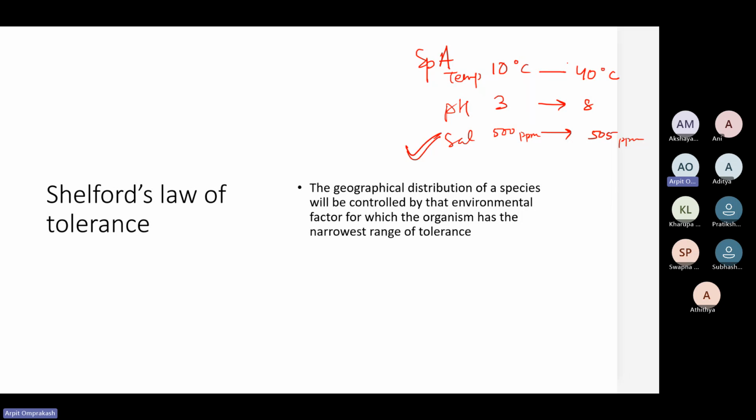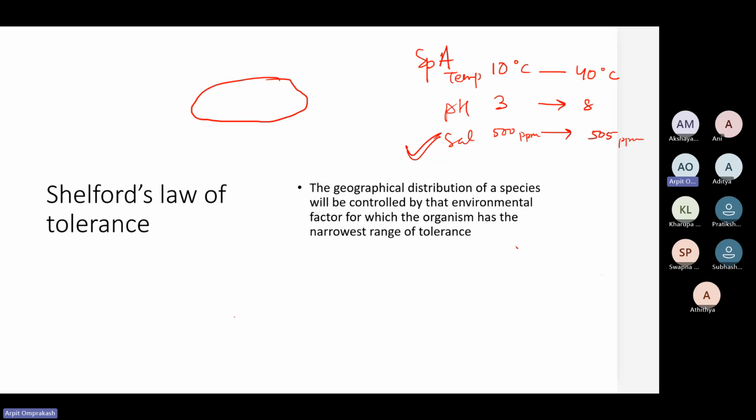Because the range of temperature that the species can survive in is very wide. The pH also ranges from acidic to basic, so the pH range is also wide, but the salinity range is the narrowest range for the organism. So the range of species A will be limited by the salinity, because it has the narrowest range of tolerance for salinity.